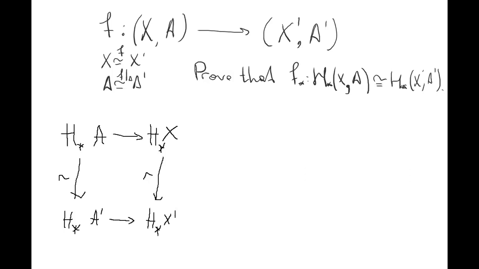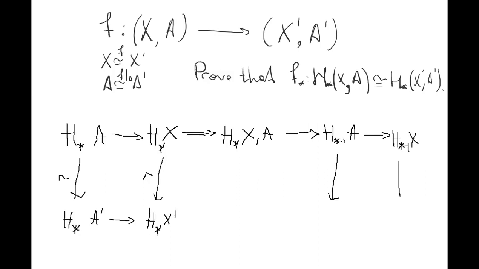So these two are isomorphisms, and then continuing the long exact sequence, this is in the middle, and then we have star minus one of A, and if we put in these on the left, these are also isomorphisms, then this has to be.